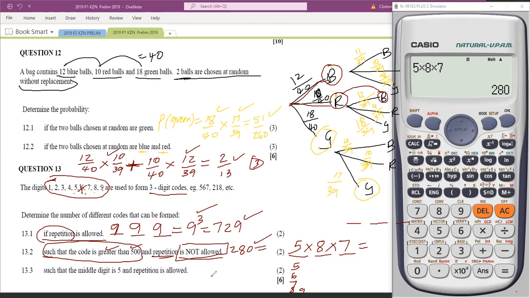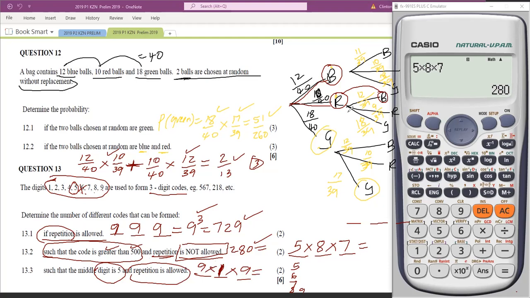Okay, now let's do the last one. They want us to find the number of arrangements in such a way that the middle digit is 5. You see, the middle digit must be this one. So in the pool of these digits, I only have one option to pick for the middle, which is 5. And repetitions are allowed. So if repetitions are allowed, you just count the total number of digits you have. I have 9 digits, so I'll always have 9 options to pick from on whatever spaces are remaining.